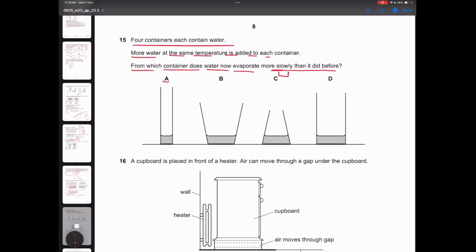You have water here, then let's say you increase the volume of water here. The surface area is the same. In option D also, whatever amount of water you add, the surface area throughout stays the same. In terms of the ability to escape, the surface area is the same. It's not increasing or decreasing. Now in option B, the surface area is decreasing even more. Now there is more space if you're increasing the volume. So option C should be the correct answer.